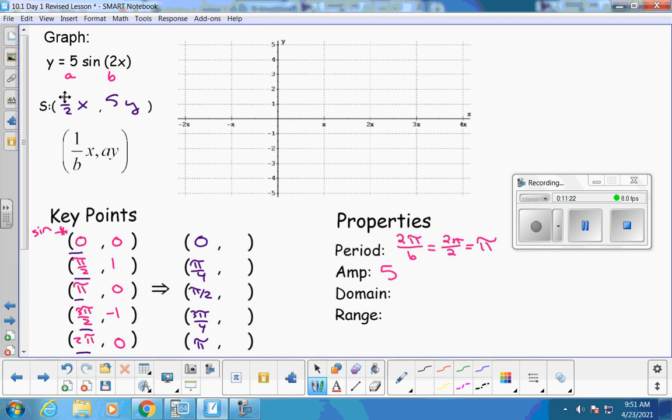Now, 5 times y, everything in the y column, everything I'm underlining in green will get multiplied by 5. So 0, 5, 0, -5, and 0. That's going to affect our amplitude. Let's graph it. We have this new nice handy graph.